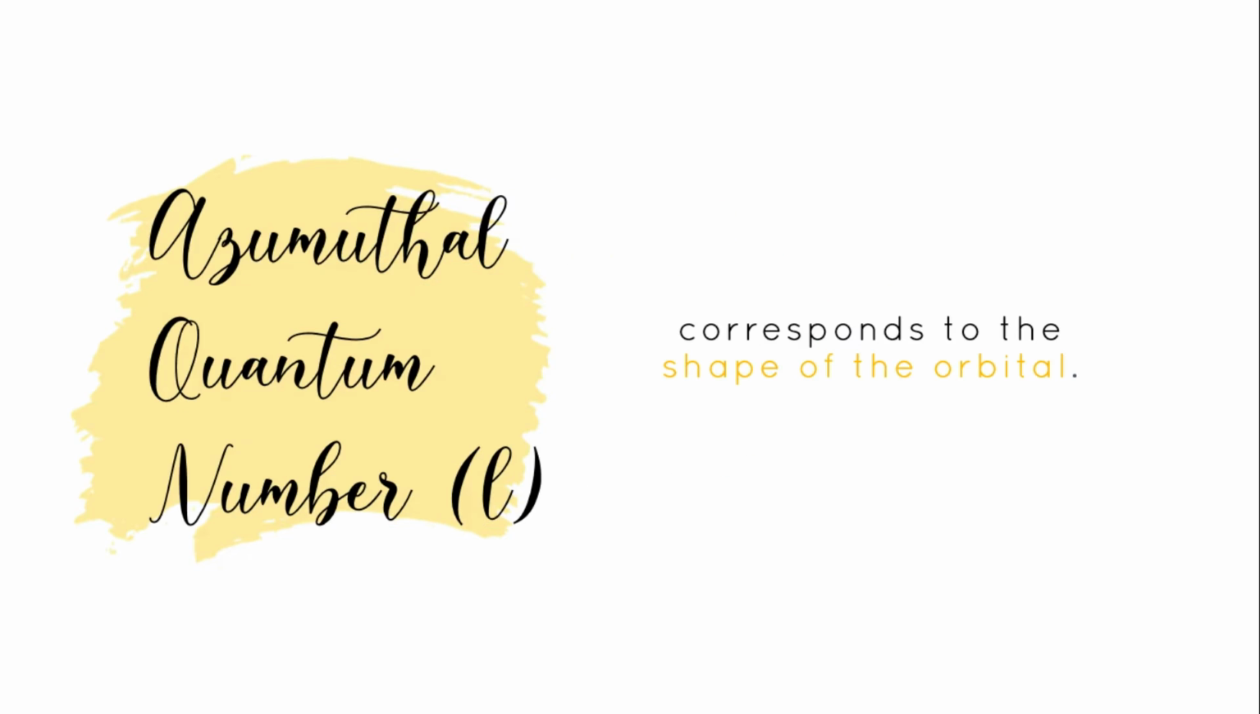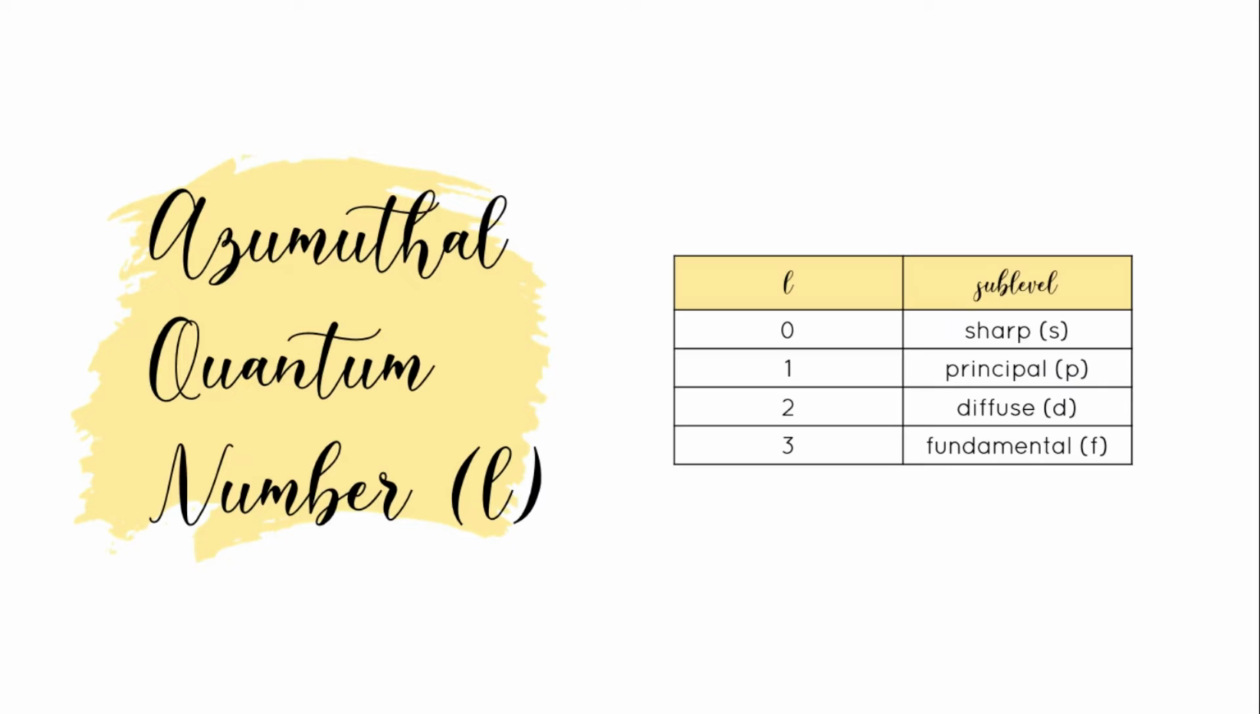So next, we have the azimuthal quantum number represented by the small letter L. So our azimuthal quantum number corresponds to the shape of the orbital. So we have here our table. It says here that if our subshell or sublevel is S or sharp, then our L is 0. If it is P or principal, then our L is 1. If it is D or diffuse, then our L is 2. And if it is F or fundamental, then our L is 3.